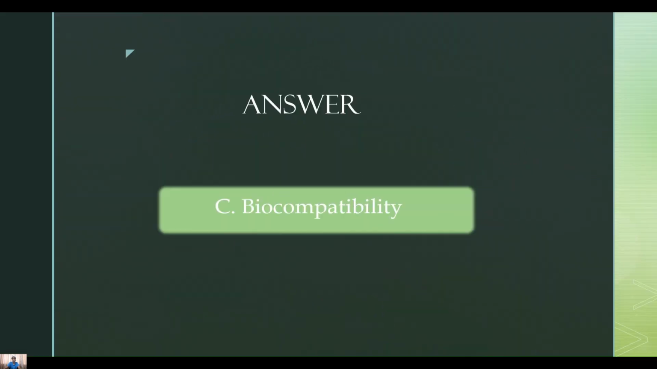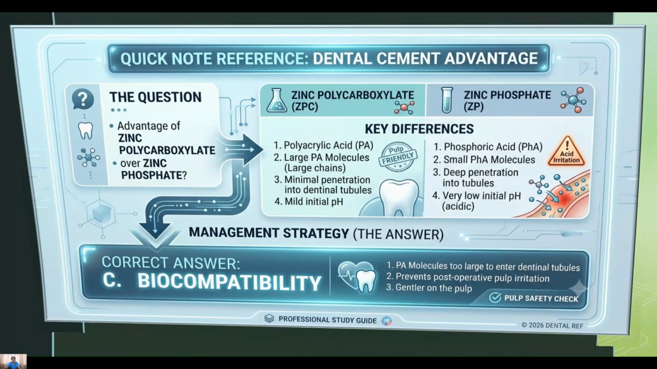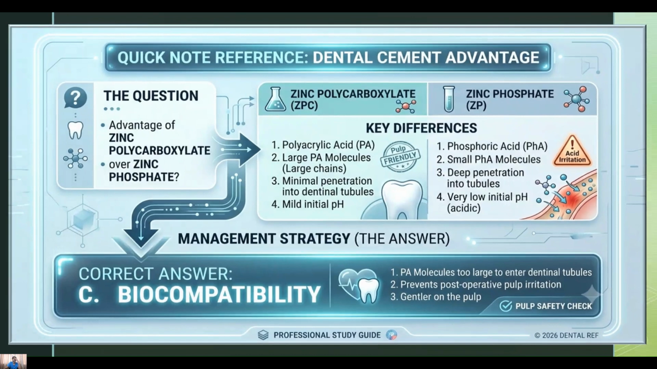C. Biocompatibility. While zinc phosphate is well known for its high compressive strength, it uses phosphoric acid, which has a very low initial pH of around 1.6 to 2. That low pH can cause postoperative pulpal irritation.